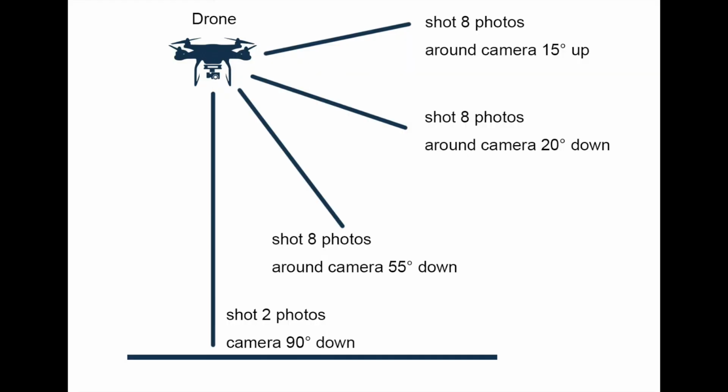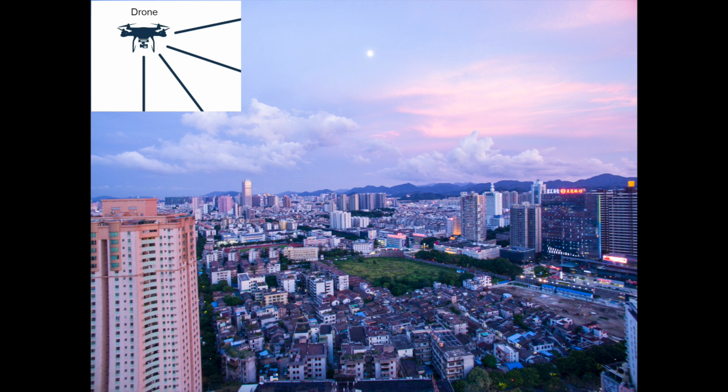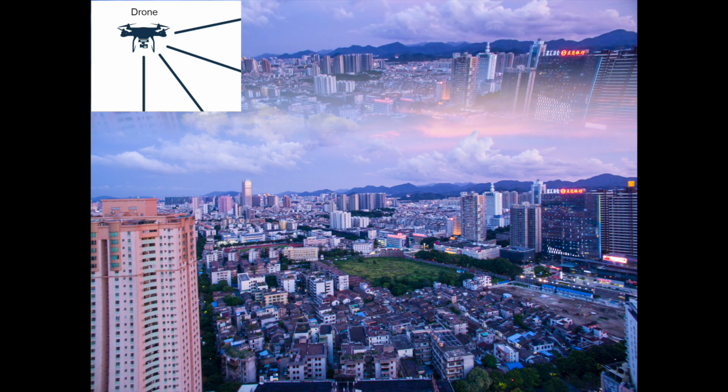Part 1. Shoot photos by drone. This image shows how to shoot 360 panorama photos with drone. I select one direction first, then I pitch my camera to face the maximum upside and shoot the first photo.